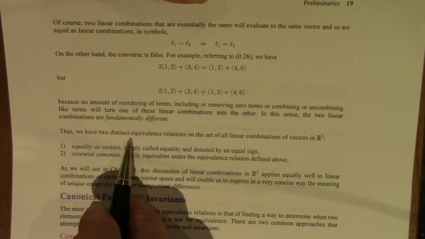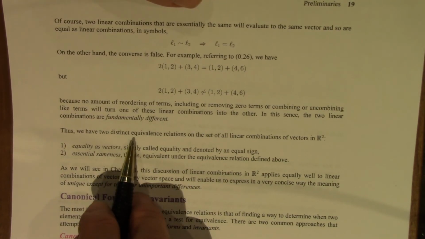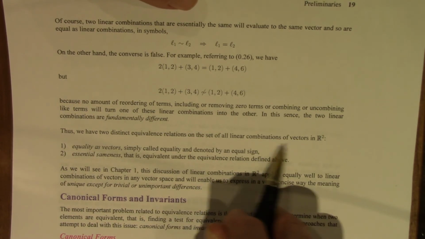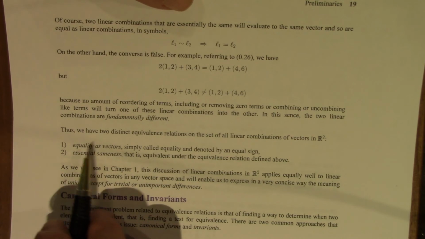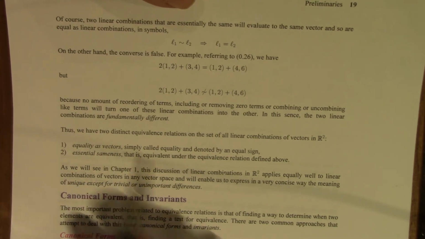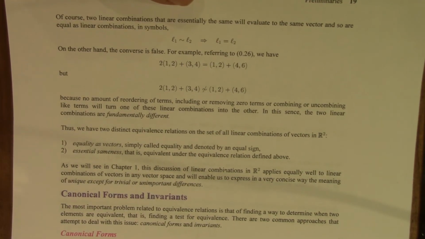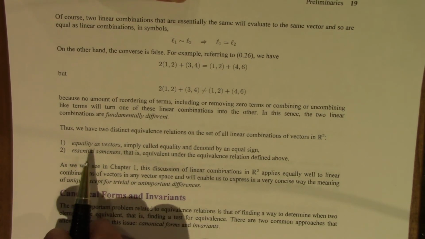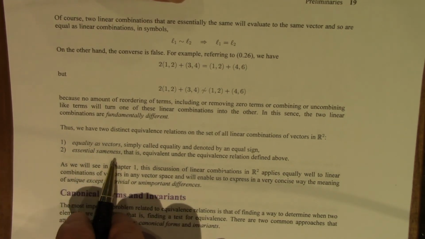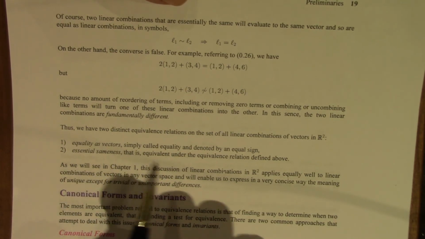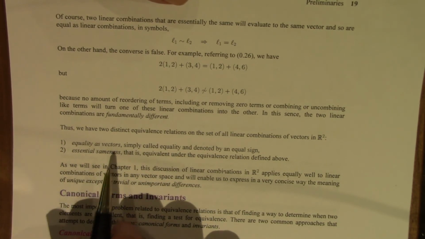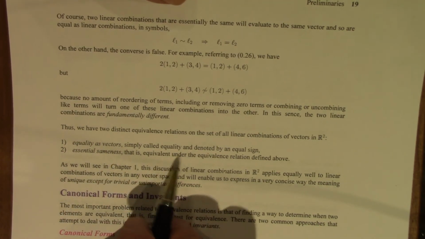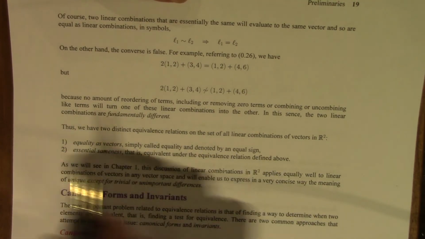So we have two distinct equivalence relations on the set of all linear combinations of vectors in R2. We have equality as vectors, which everybody calls equality and uses an equal sign. And we have essential sameness, essentially equal, essentially equivalent. Equivalent under the equivalence relation that we've just defined.